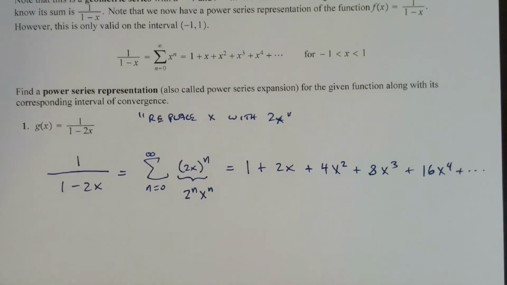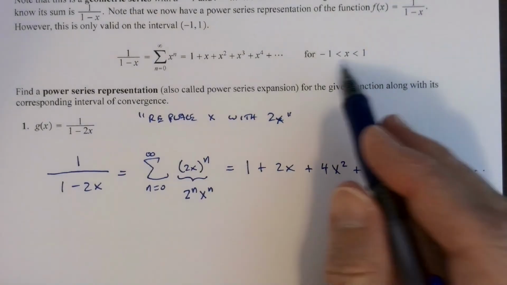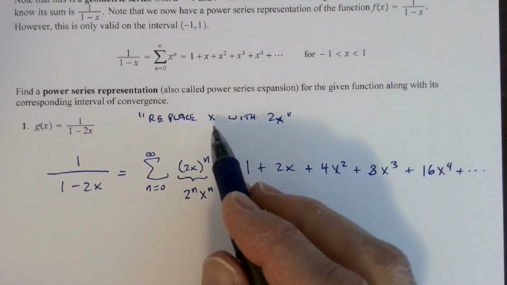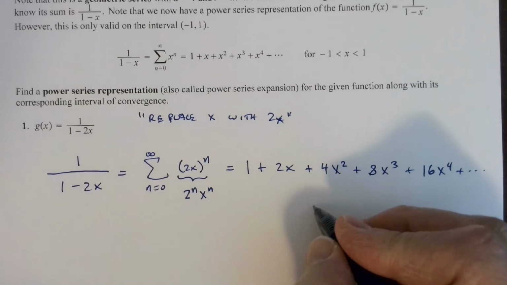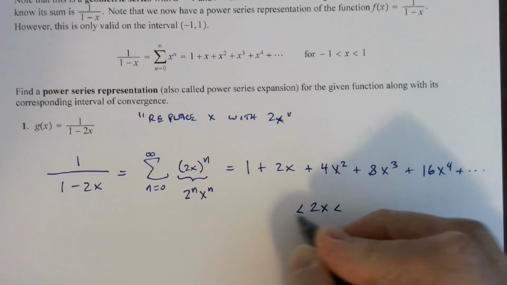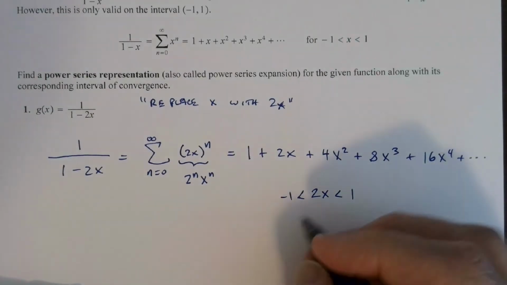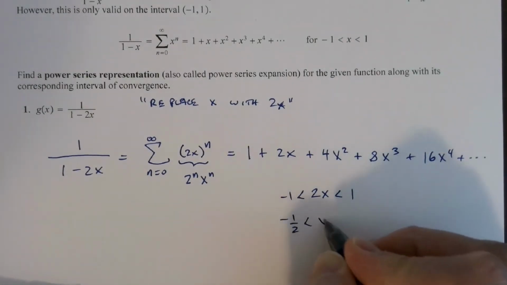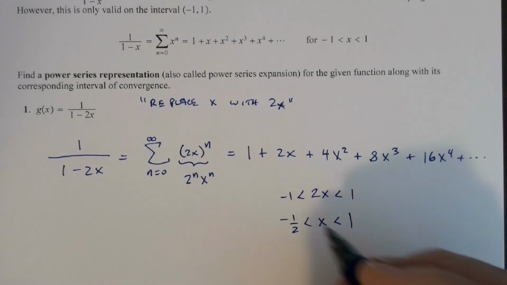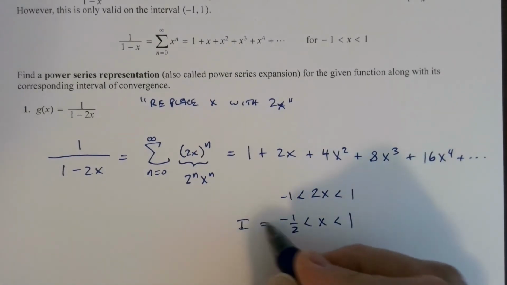Now, what's the interval of convergence? Remember, it used to be x between -1 and 1, but we replaced x with 2x. So now 2x is between -1 and 1, and if I divide all three values by 2, I get -1/2 less than x less than 1/2. So there's the interval of convergence.